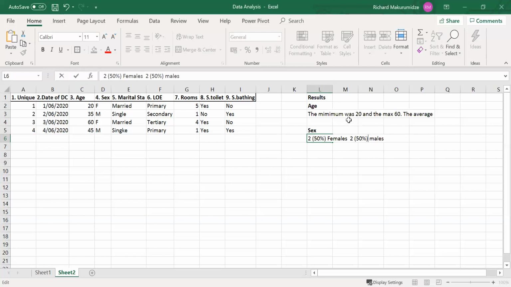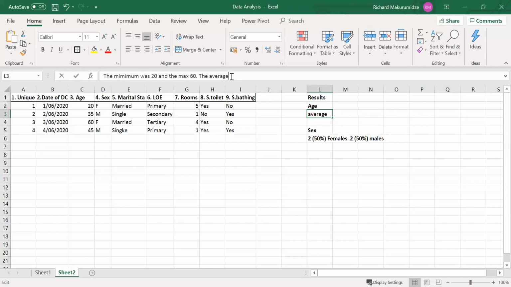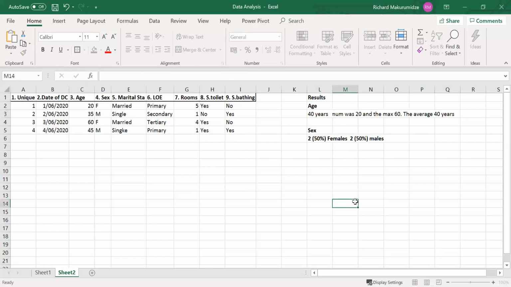Remember, age is a continuous variable, so how do you do it? The average was 40 years. And for these other variables, you are getting frequencies now. You are counting per sex. How many were males? How many were females?